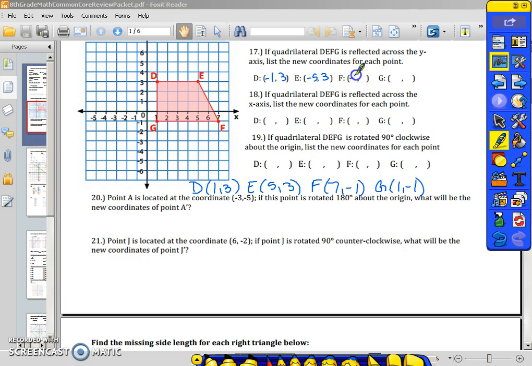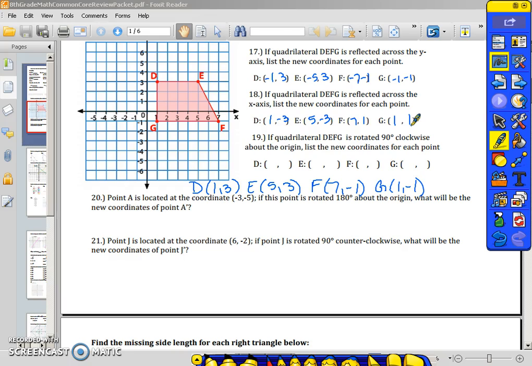F prime is negative 7, negative 1. And G prime is negative 1, negative 1. For 18, if you reflect it across the x-axis, your x stays the same, and you take the opposite of your y. So D is 1, negative 3. E is 5, negative 3. F is 7, positive 1. And G is 1, 1.